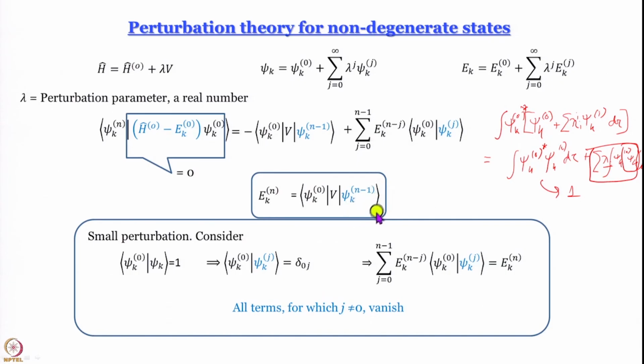This becomes psi k 0th. Was not that the expression for the first order perturbation term, the first order correction to energy, integral psi k 0th star v psi k 0th? So, this here gives us the expression very nicely for the correction to energy because of nth order perturbation.